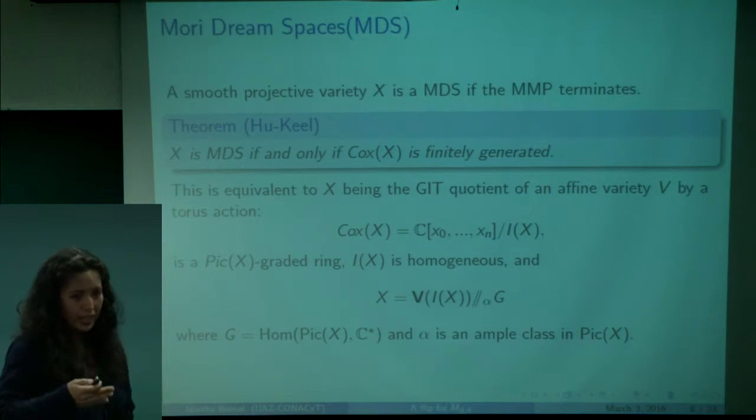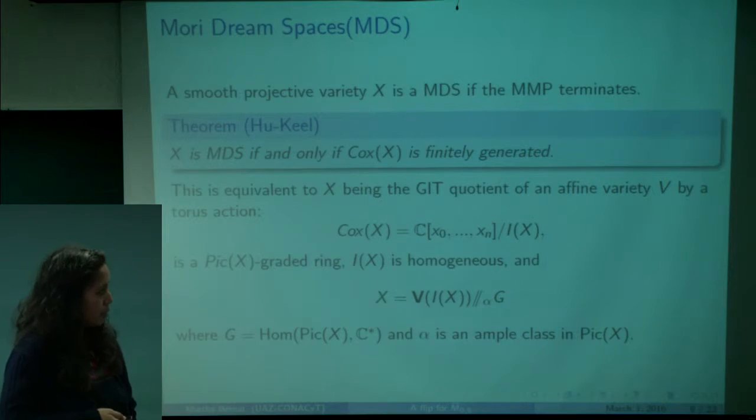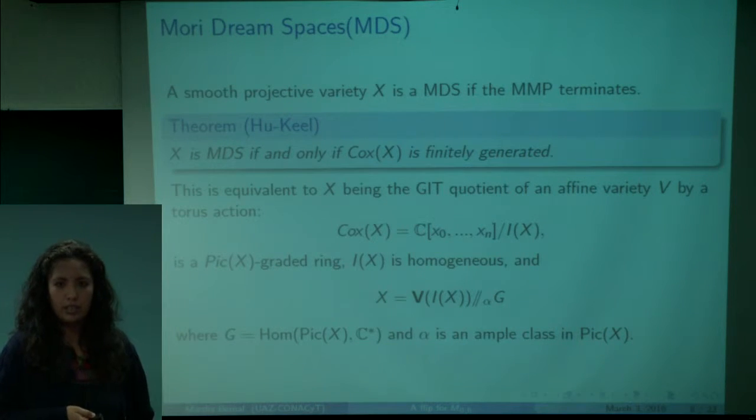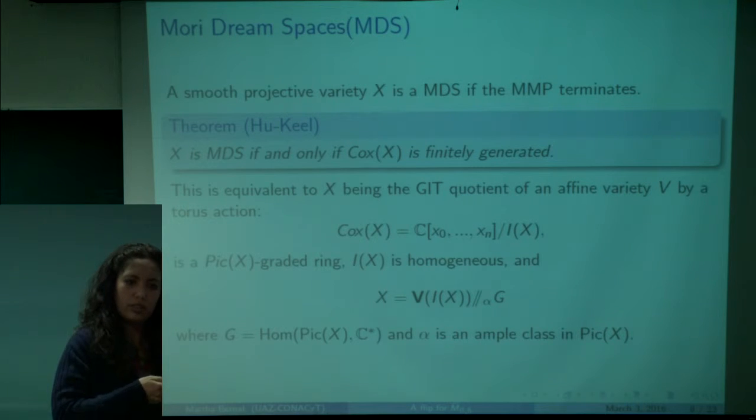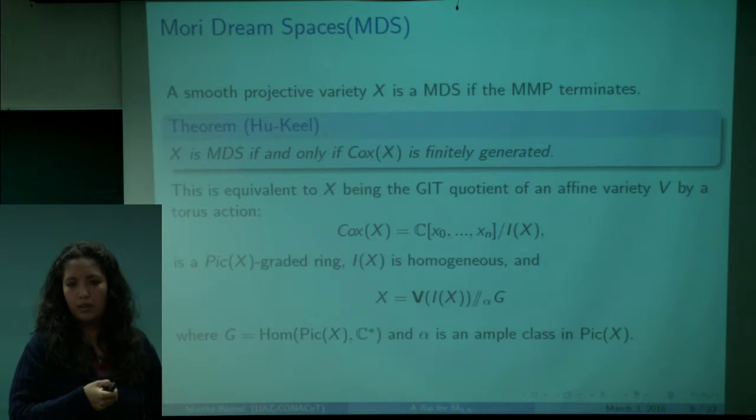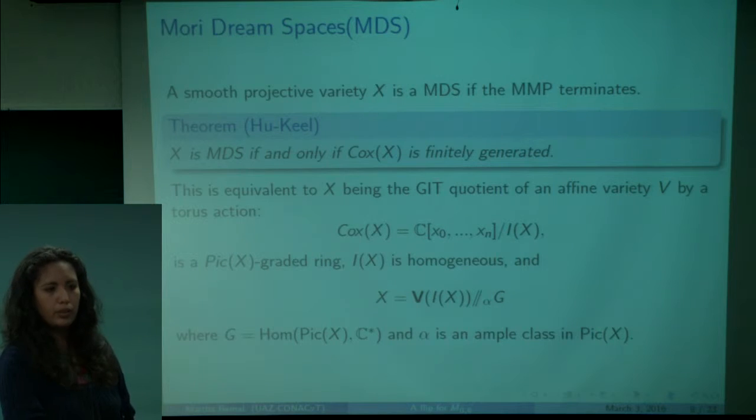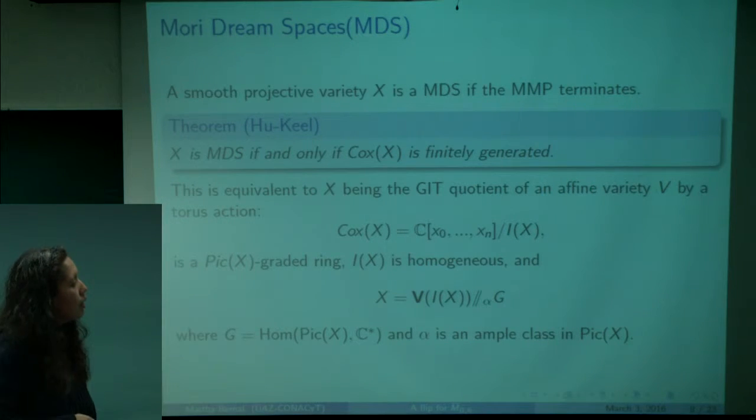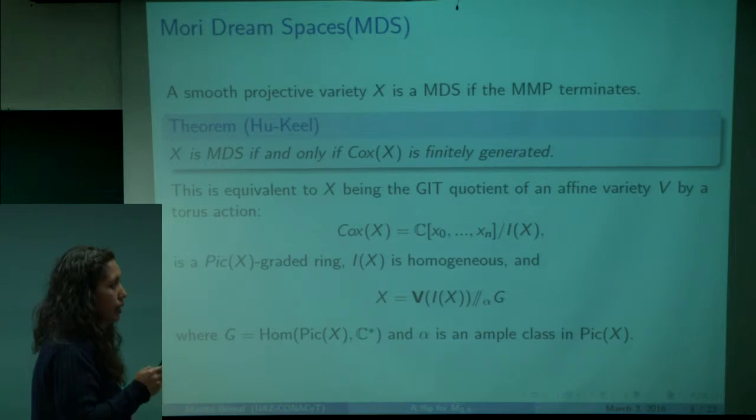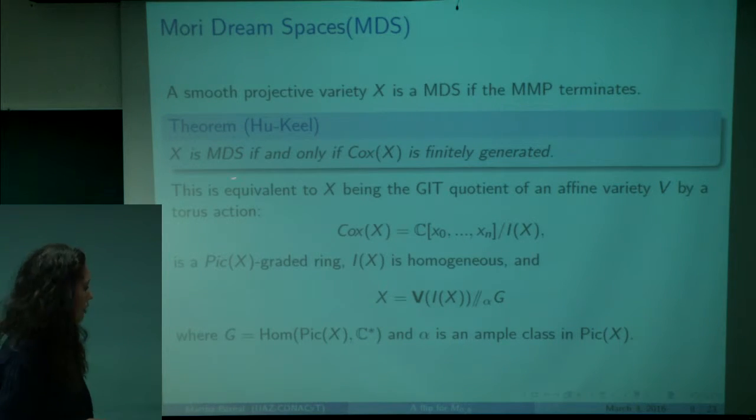And that basically implies that you can carry on the minimal model program on your variety X, that you can perform the flips that are needed. So in this graph presentation of the minimal model program, you're going to find an endpoint. You're going to find a minimal model. And then they went on to prove that you will have a Mori dream space if and only if the Cox ring is finitely generated.